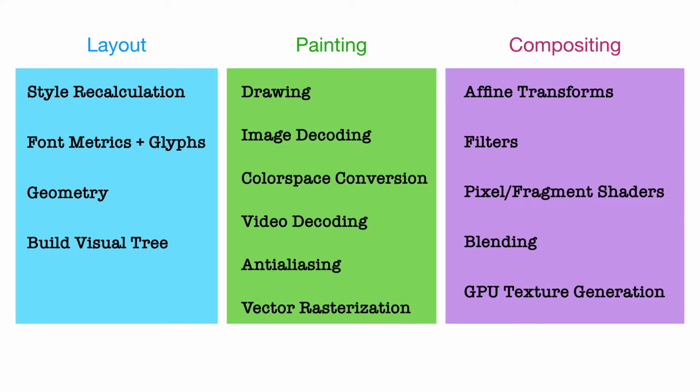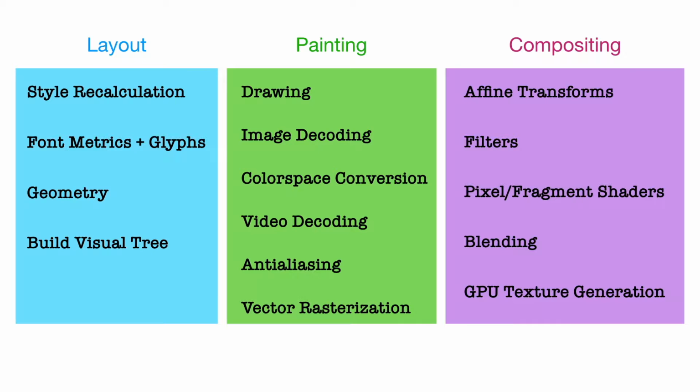Painting is where we fill up these rectangles, which could include the drawing information, images, videos, doing color space conversions, anti-aliasing of text, and rasterizing vectors. All of these result in filling the rectangles with content. The last stage is compositing, where we finally prepare the bitmaps and send it off to the GPUs for display. This is also the stage where we optimize for hardware acceleration.